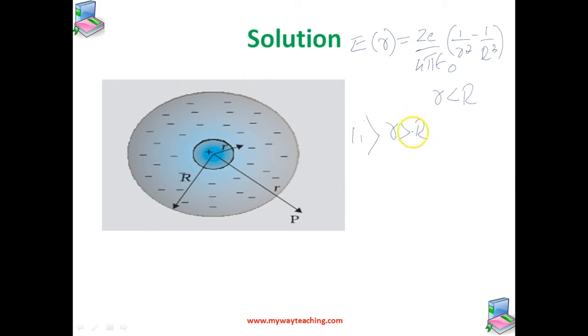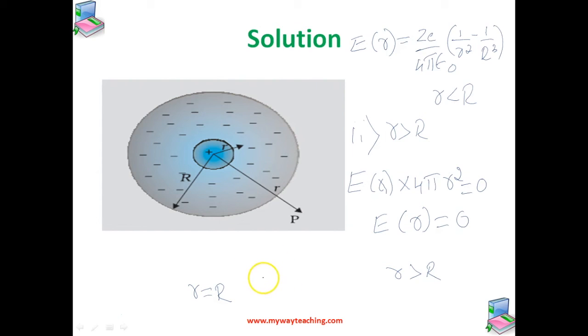For r greater than R, the total charge enclosed by the Gaussian spherical surface is 0, since the atom is neutral. From Gauss' law, E(r) times 4 pi r square in this case is 0, and E(r) is also equal to 0 for r greater than R. At r equal to R, both cases give the same result, that is, E will be equal to 0.